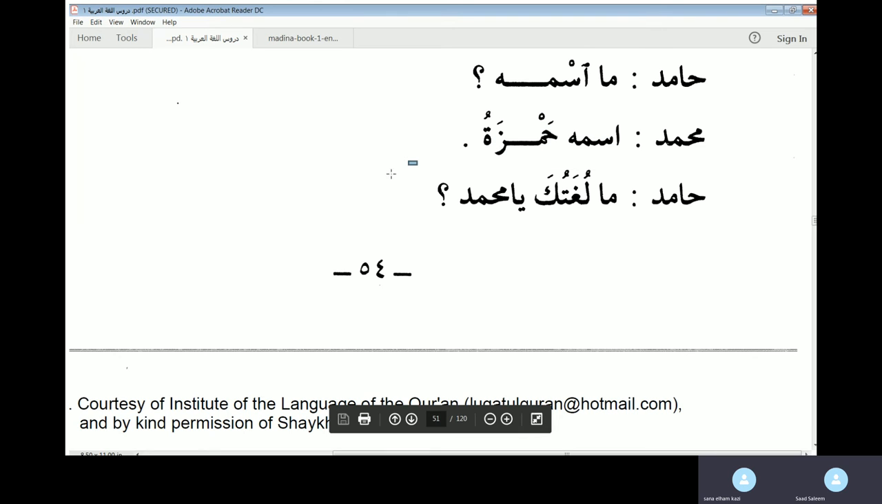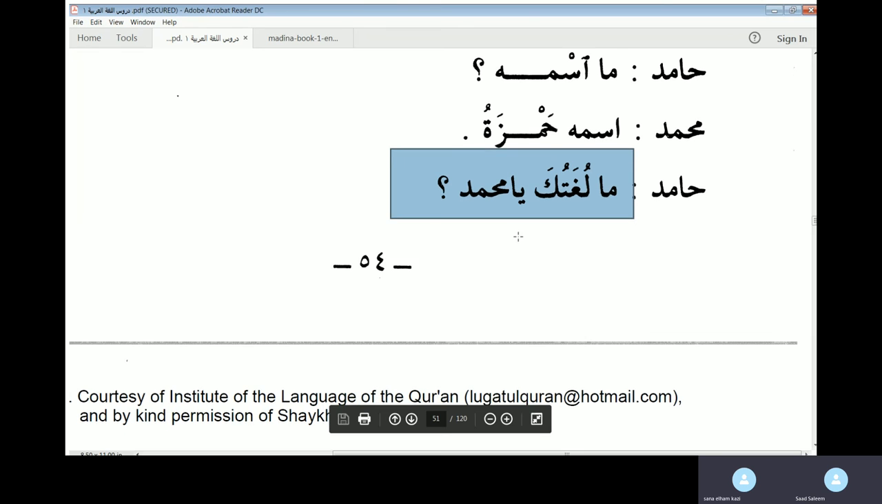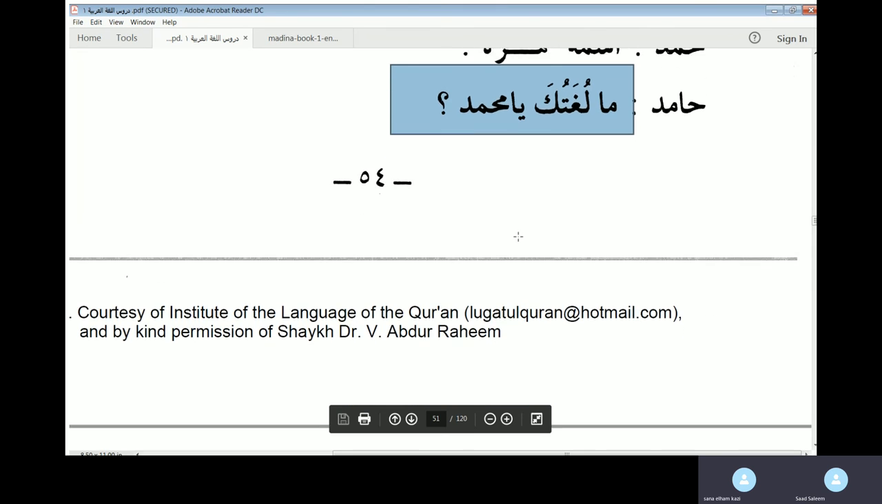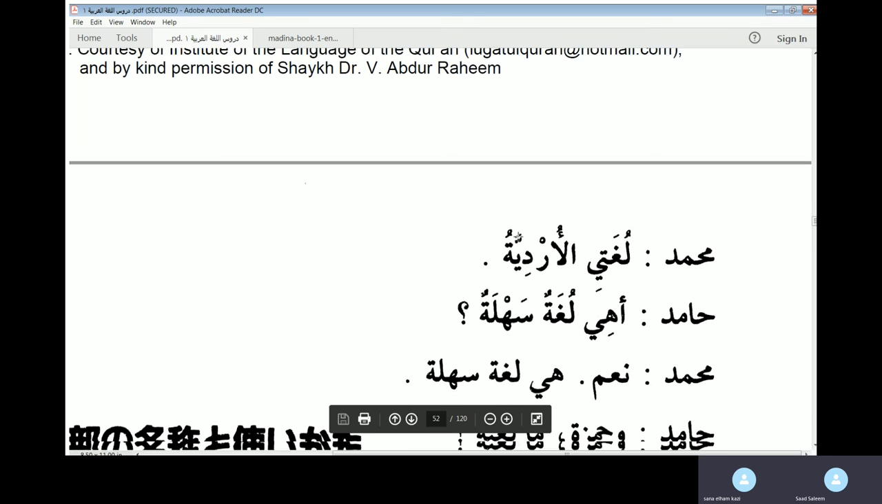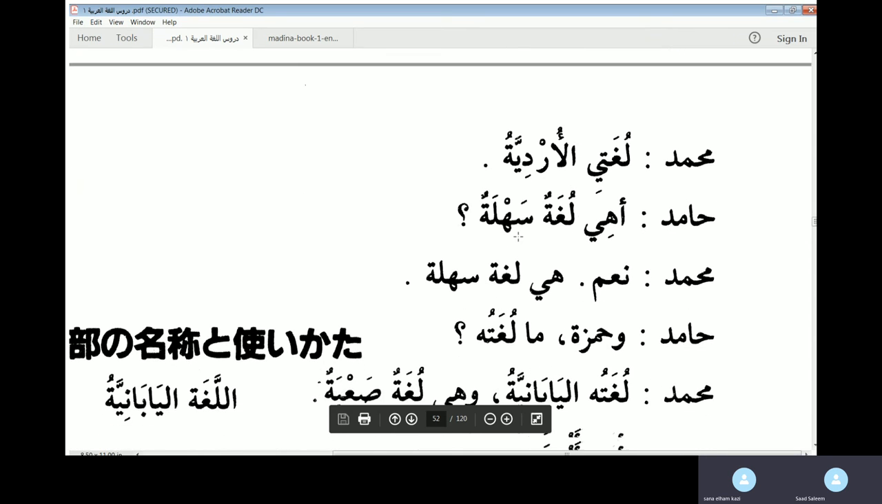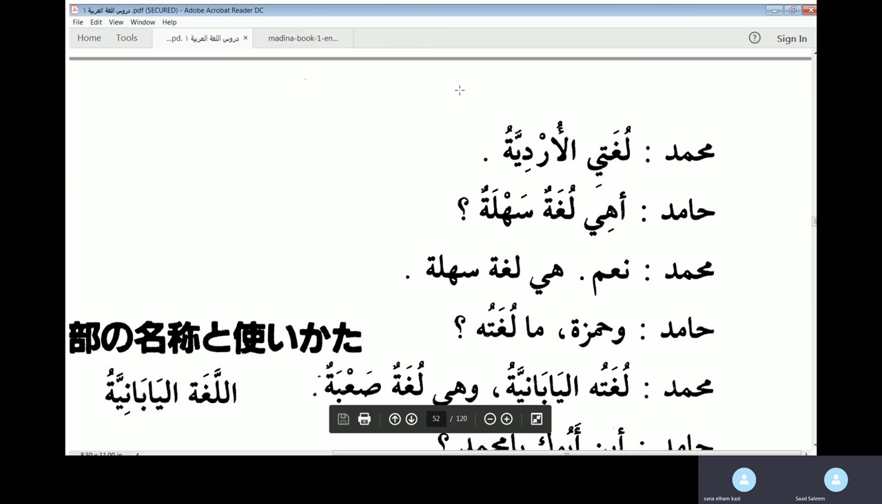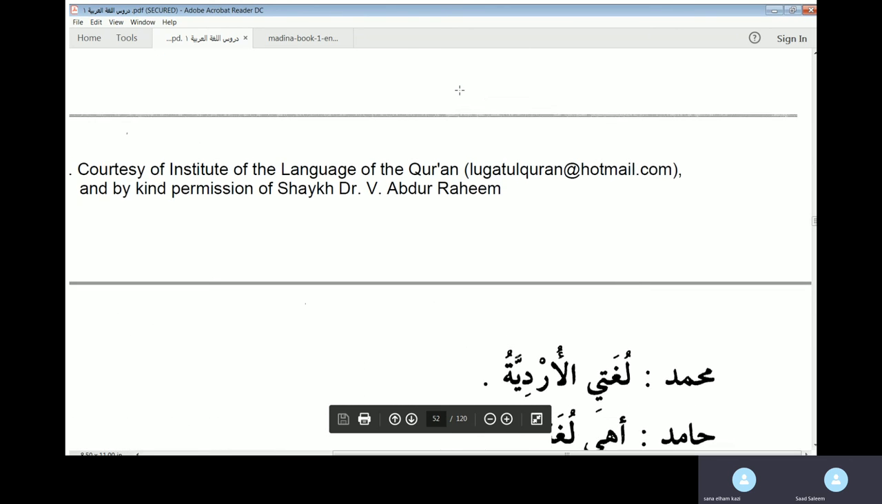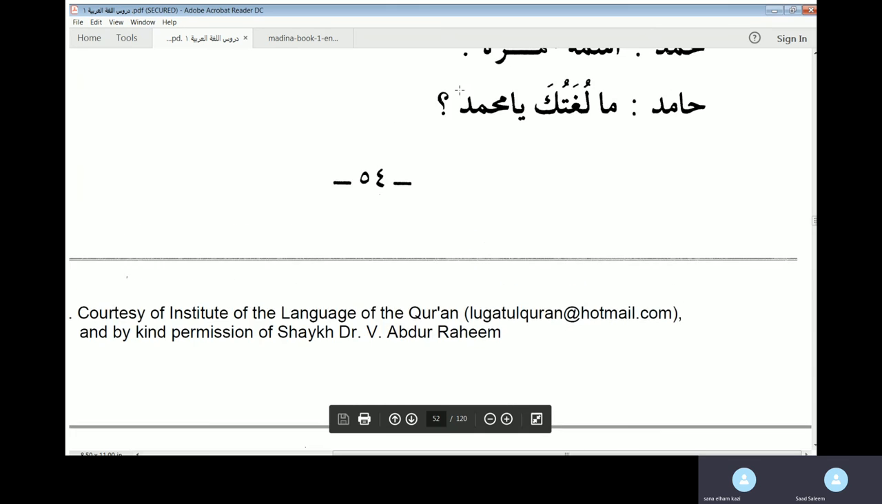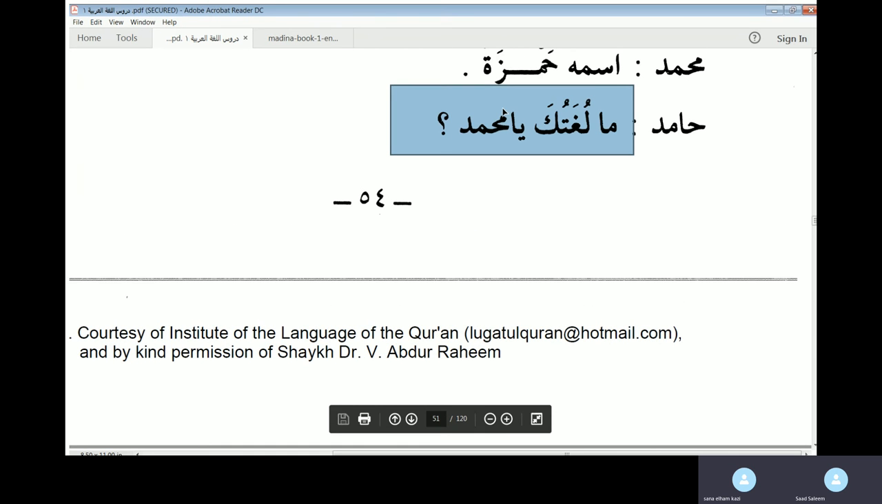What is your language, O Muhammad? So you say Muhammad, ya Muhammadu, right? Ya Muhammadu. Because of ya, we are not using tanween with Muhammad.